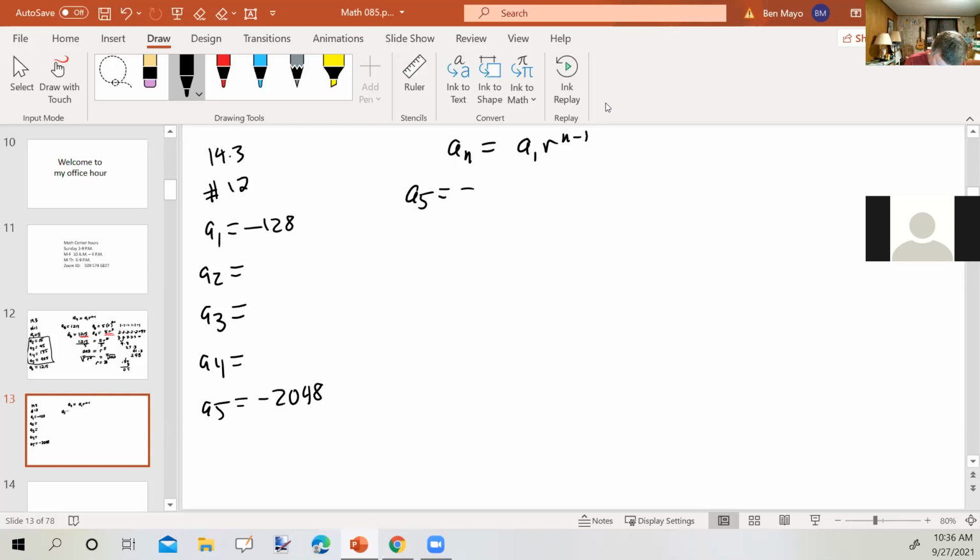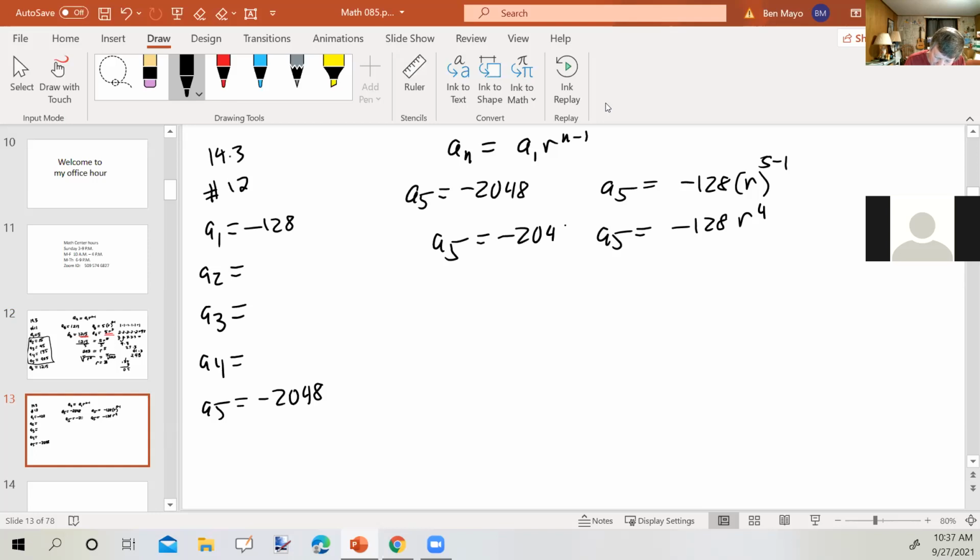A sub 5 is negative 2048. A sub 5 is also A sub 1 times r to the 5 minus 1 power. So A sub 5 is negative 128 r to the 4th, and A sub 5 is negative 2048. So negative 2048 equals negative 128 r to the 4th. Then we'll divide both sides by negative 128.